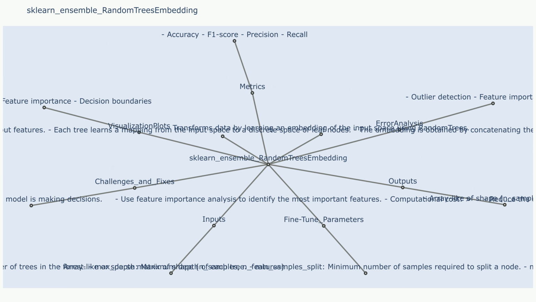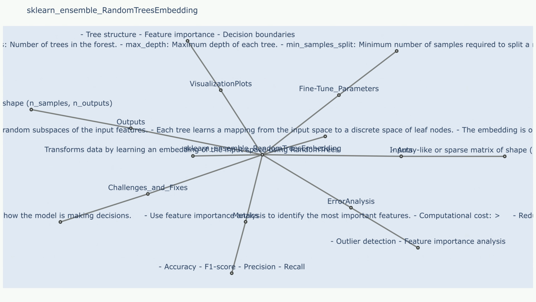The algorithm determines the leaf node that it falls into for each tree in the ensemble. The output is a sparse matrix where each row represents a data point and each column represents a leaf node in one of the trees. The value in each cell represents the number of times the corresponding data point has fallen into that leaf node across all trees.